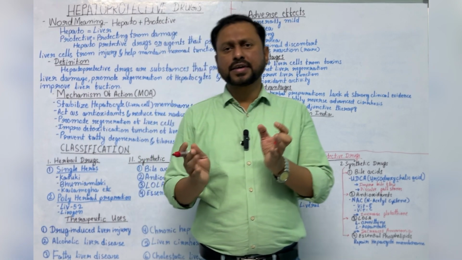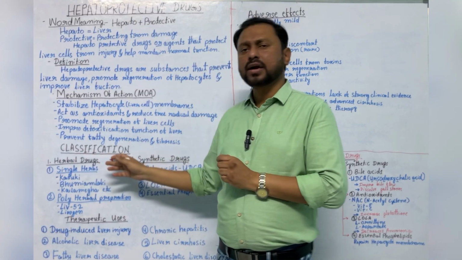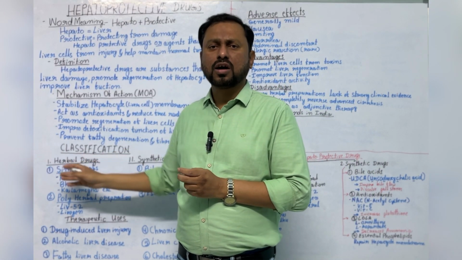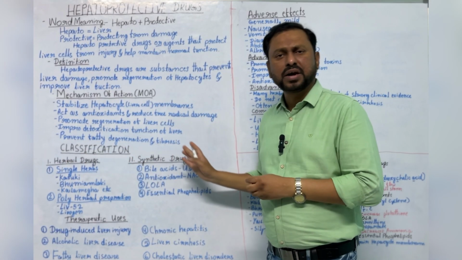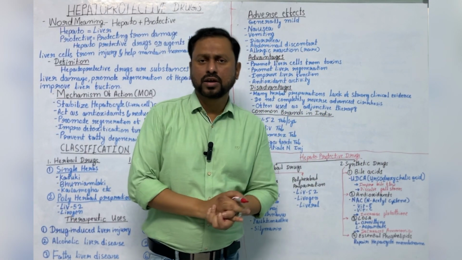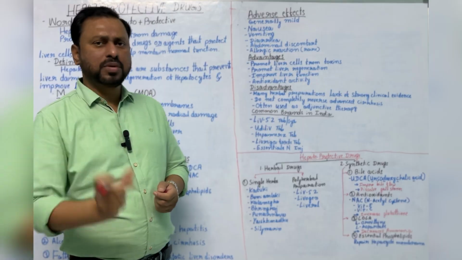The hepatoprotective drugs are mainly classified into two types. One is the herbal drugs, another is the synthetic drugs. Herbal drugs are natural drugs, herbs, or Ayurvedic drugs. Second, synthetic drugs are prepared in the labs from chemicals. The herbal drugs are again divided into two types: one is the single herb, another is the combination of herbs.